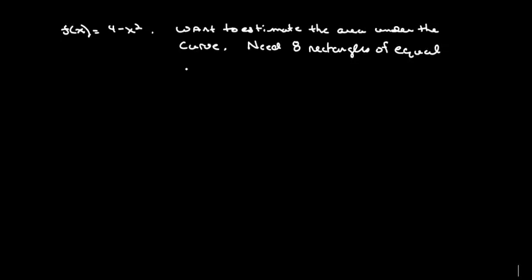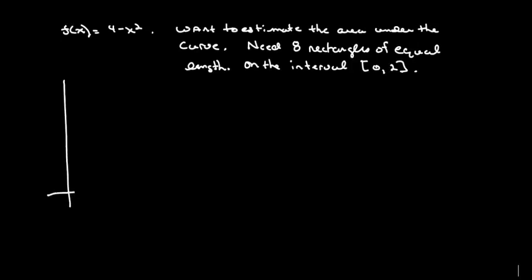So there's going to be a little bit of computation here. And we're going to make our rectangles of equal length. That'll just make things more uniform for us. And again, we're looking on the interval from 0 to 2. So let's sketch out what that curve looks like.